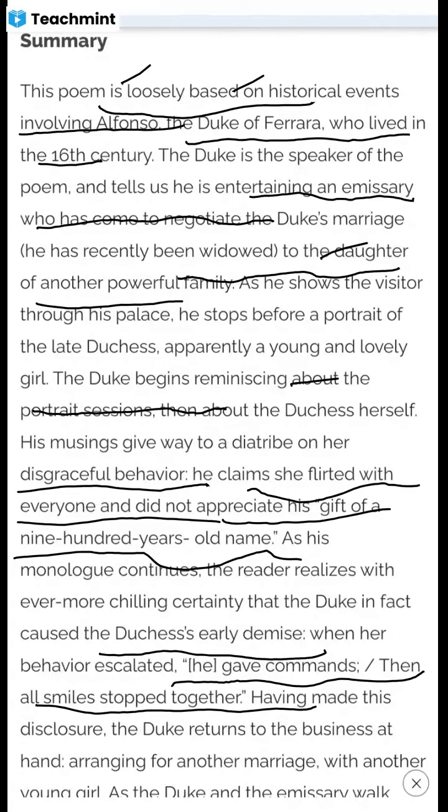Having made this disclosure, the Duke returns to the business at hand, arranging for another marriage. After telling so much, the Duke talks about his marriage, for another marriage. He says that if the young girl who is going to be my second wife comes, she must know what I am, what type my nature is.